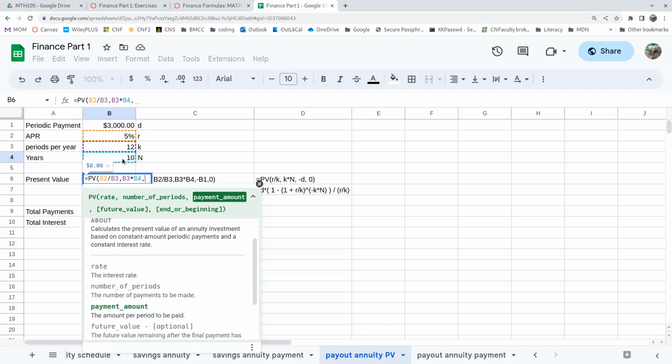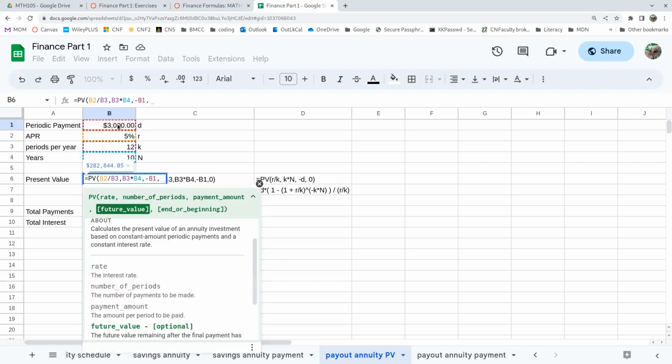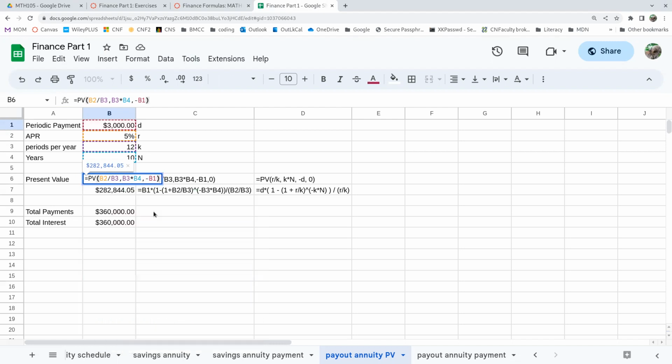The payment amount has to be a negative, and we want to just click on that amount up above, comma, and it wants to know what is the future value. Now notice that is in square brackets, so technically I don't have to enter that, so I could just close the parentheses right there. And this says I should deposit, if I have $282,844.05 in the bank now, then I can withdraw $3,000 a month for 10 years, and at the end of that time, the account will zero out.